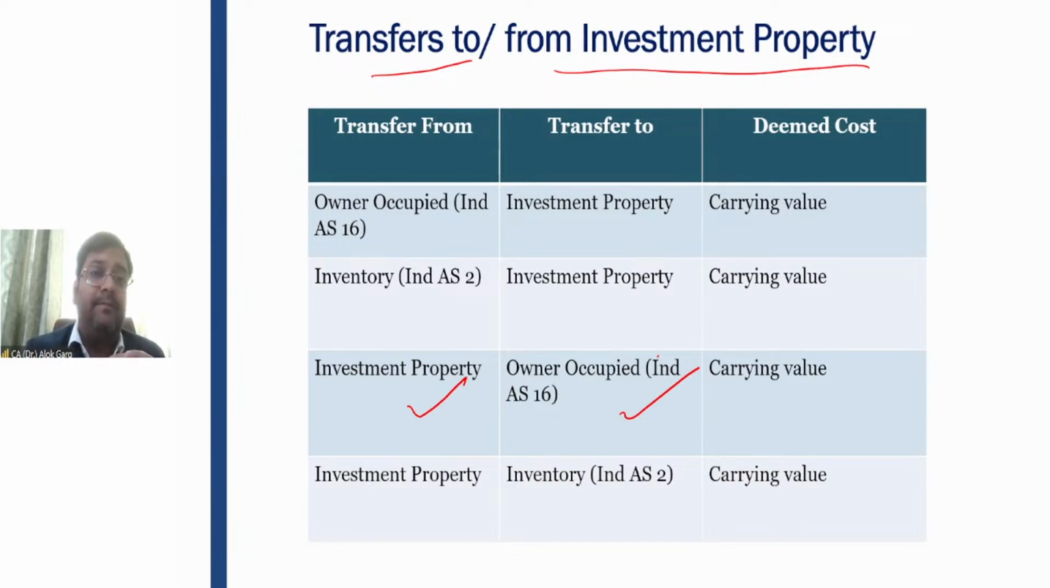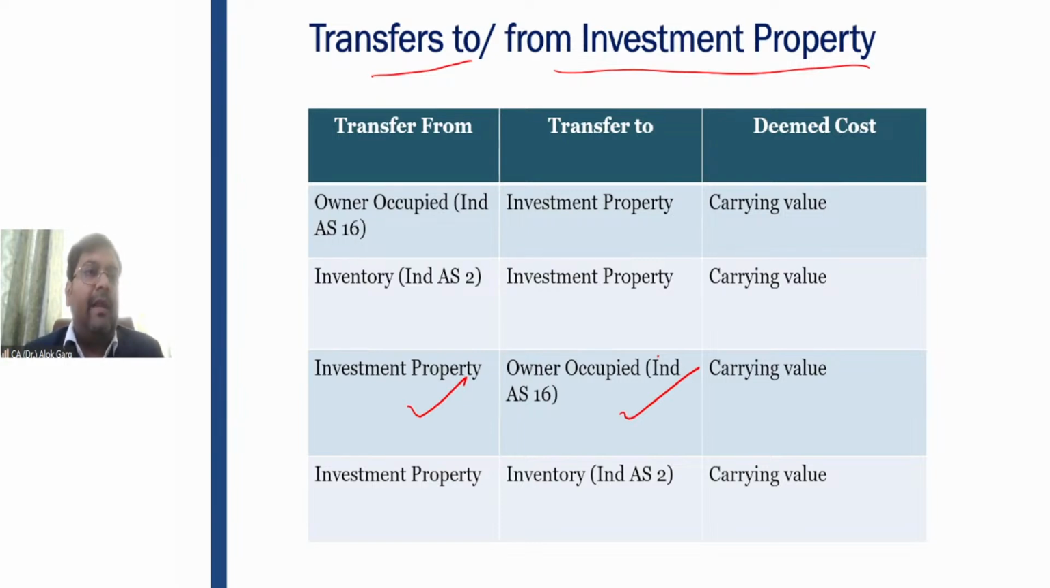For example, I have purchased this building on 1st April 2020, and until 31st March 22, I have earned rental from that building, right? So on 1st April 2020, I have shown that building as investment property, measured at cost. And on every reporting date, I have applied the cost model only, because the revaluation model is not allowed.